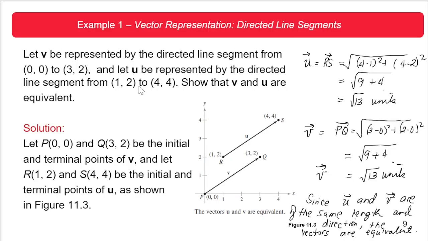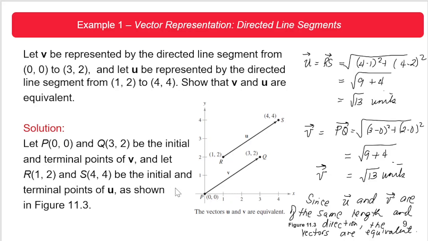Okay, so as an example, suppose you're given a vector v, which is represented by the directed line segment from (0, 0) to (3, 2), and let u be represented by the directed line segment from (1, 2) to (4, 4). So we have to show that v and u are equivalent. To show that these two vectors are equivalent, we have to show geometrically that they have the same direction. So we first plot the initial and the terminal point of each vector.